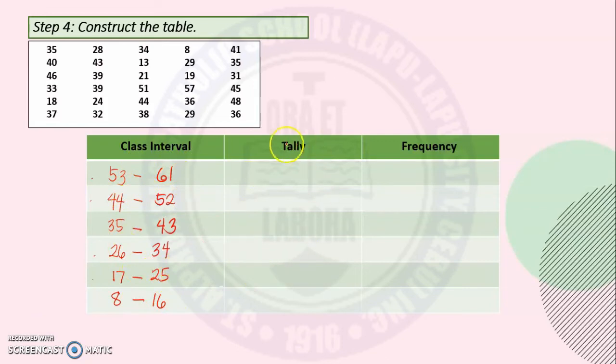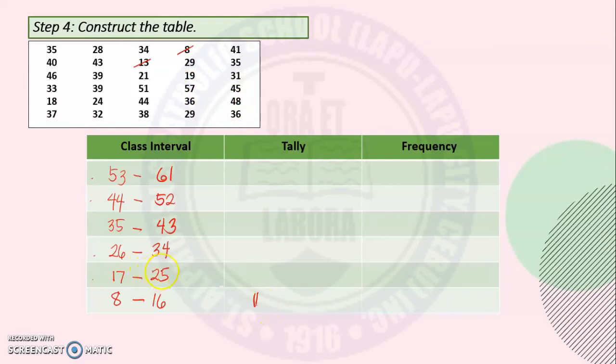Now let's proceed to the second column, which is the tally. So first, let's take our first class interval, which is from 8 to 16. That means we will tally all the numbers that belong to this interval, 8 to 16. So let's find 8 to 16. We have 1, 2. Okay, we only have 2.